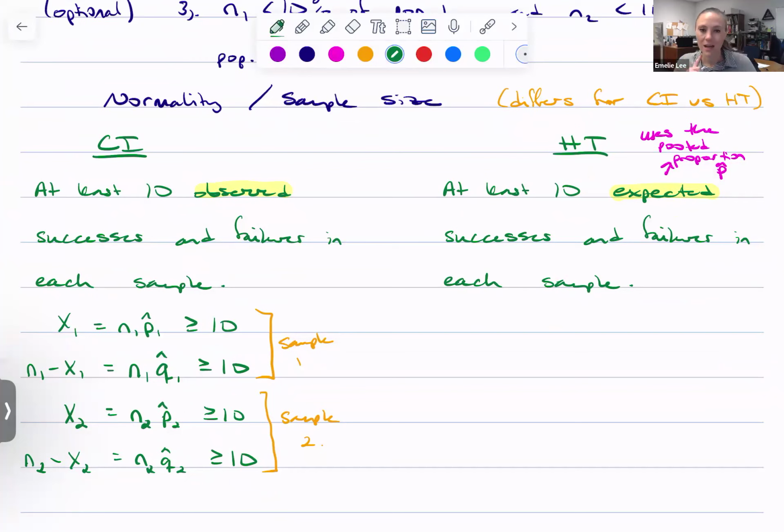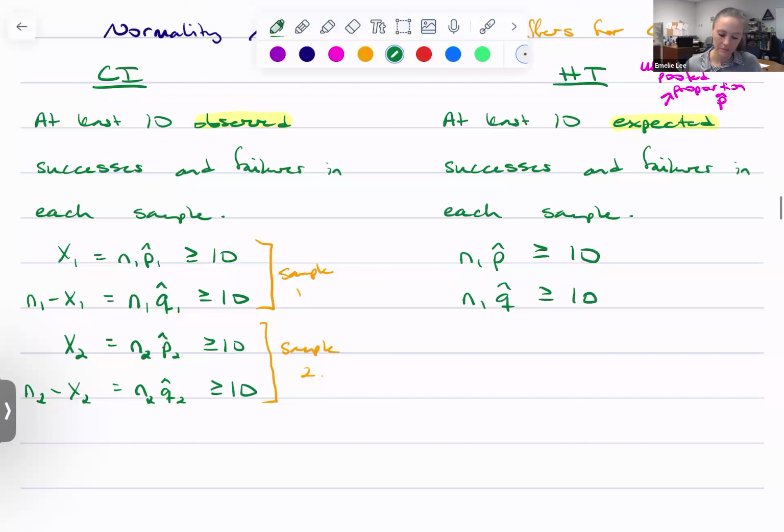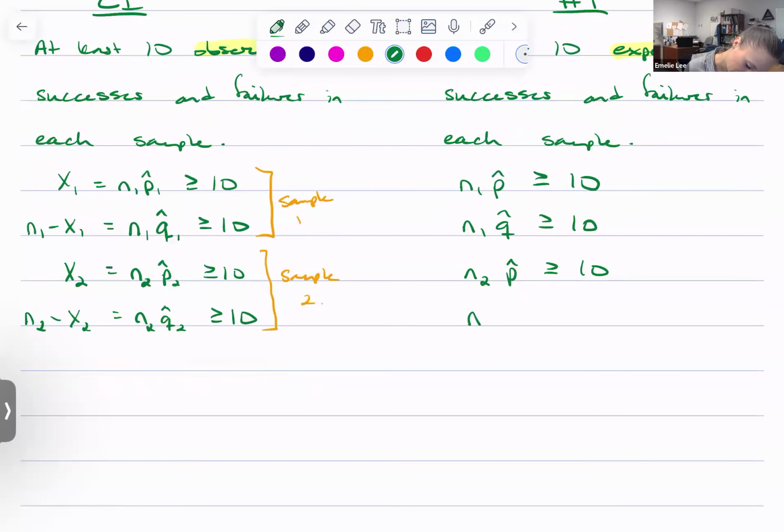So now if I am looking at the expected number of successes and failures in each sample, then I'm going to be talking about n1 times p hat has to be greater than or equal to 10. N1 times Q hat has to be greater than or equal to 10. Same thing with the second sample. N2 times P hat has to be greater than or equal to 10. And N2 times Q hat has to be greater than or equal to 10. So again, same scenario here. Sample 1 and sample 2.